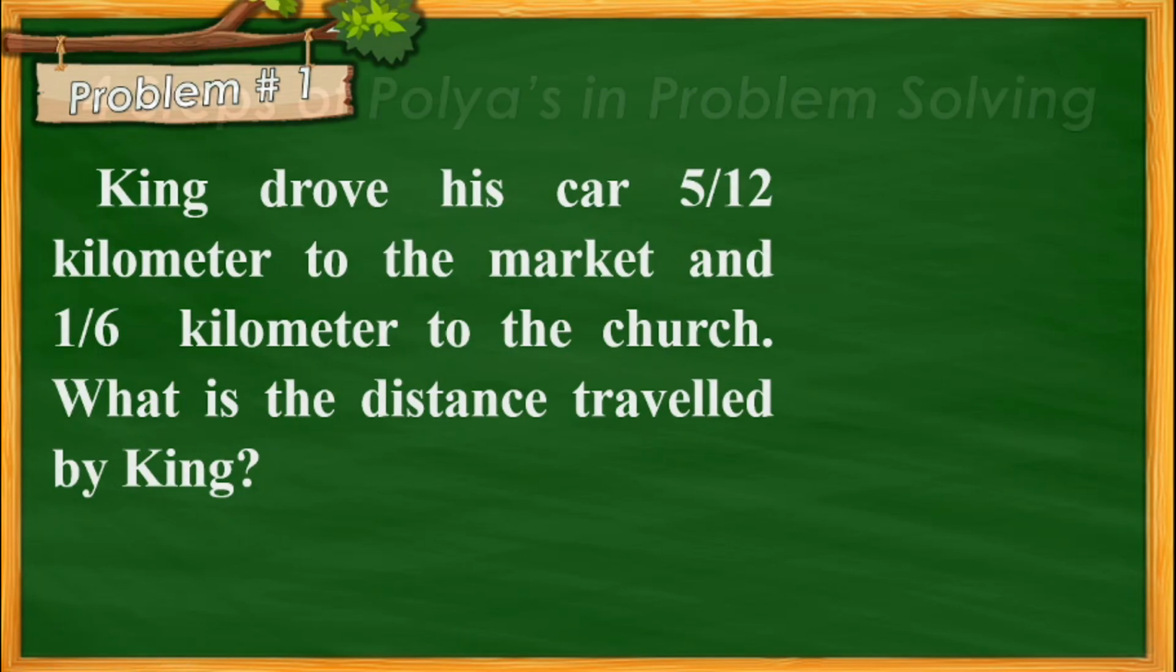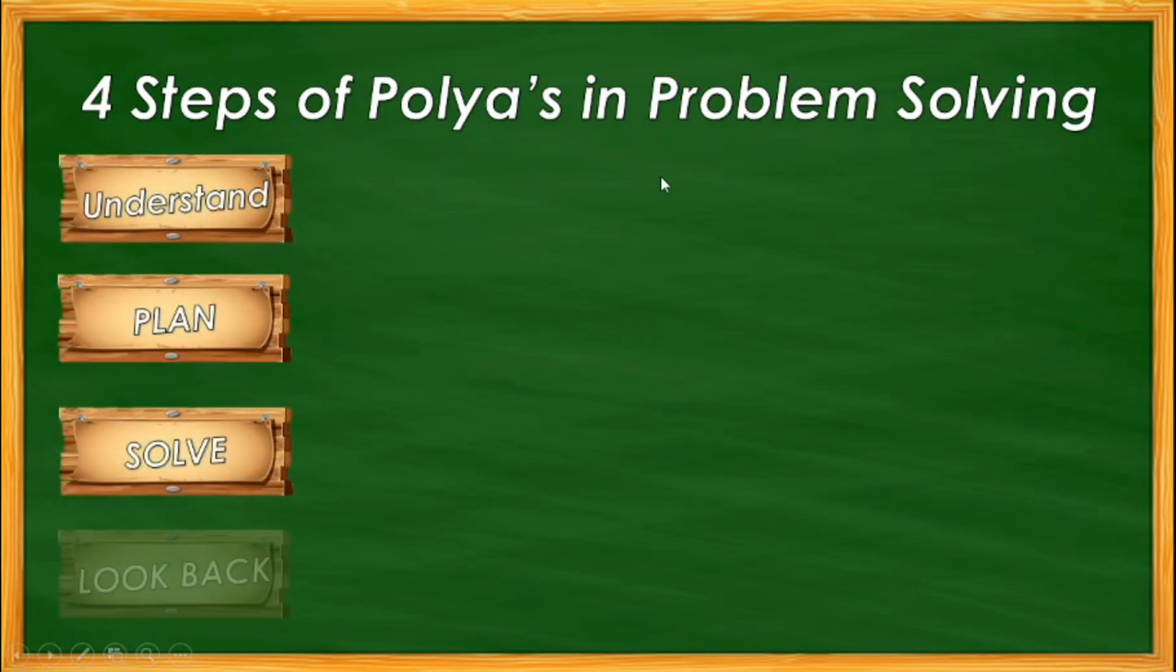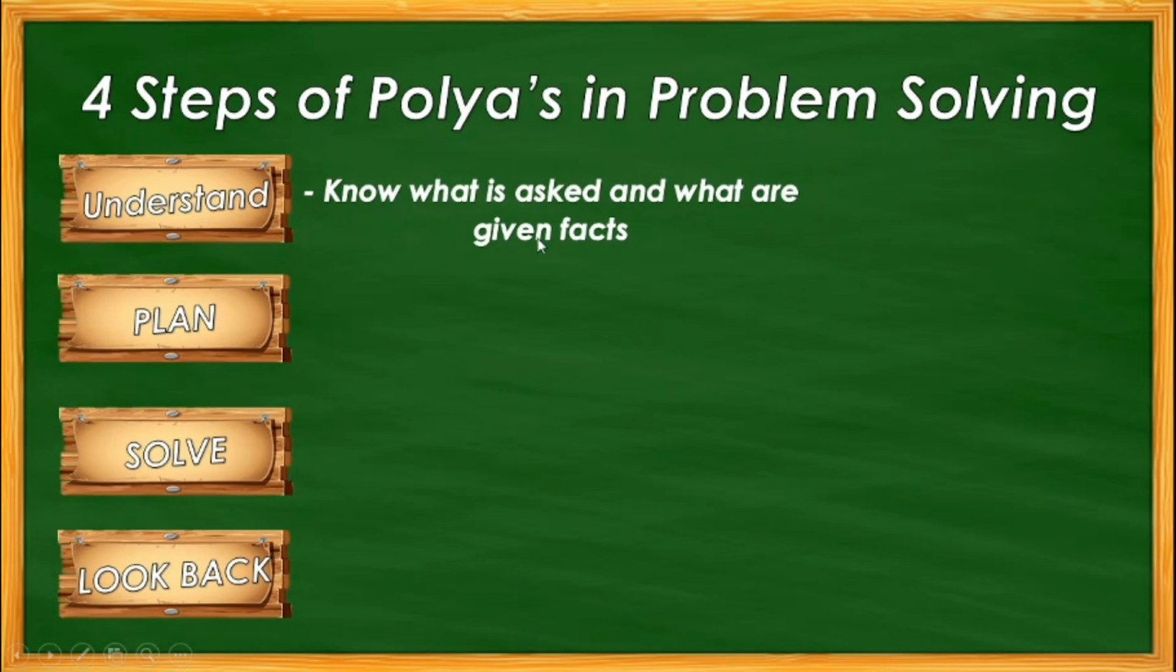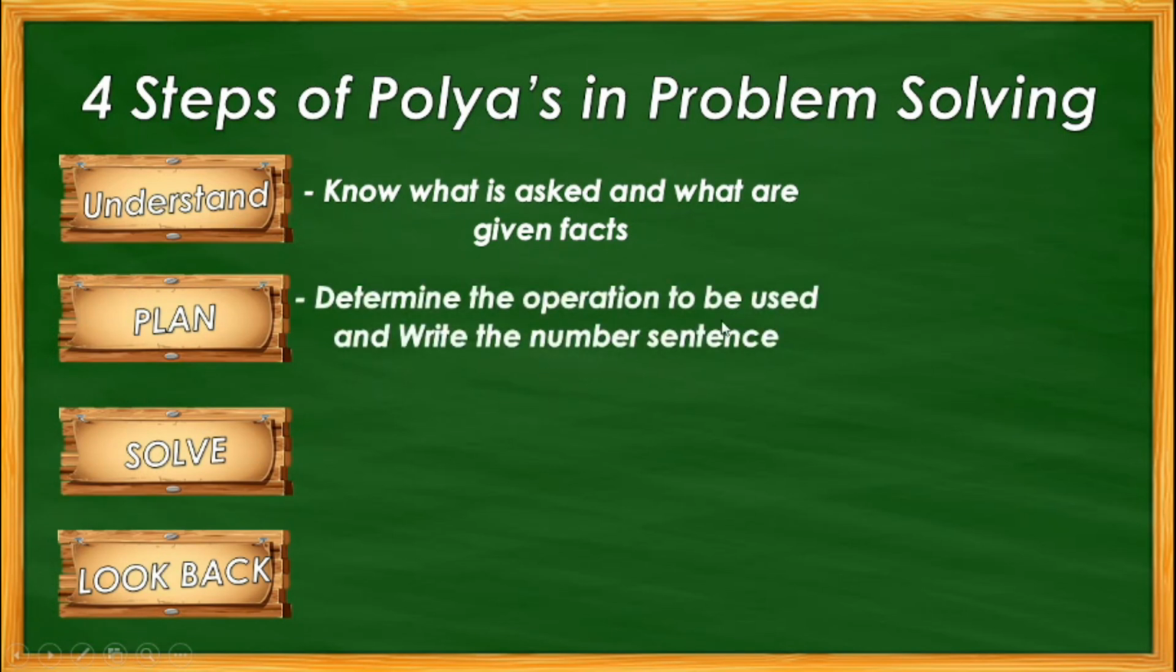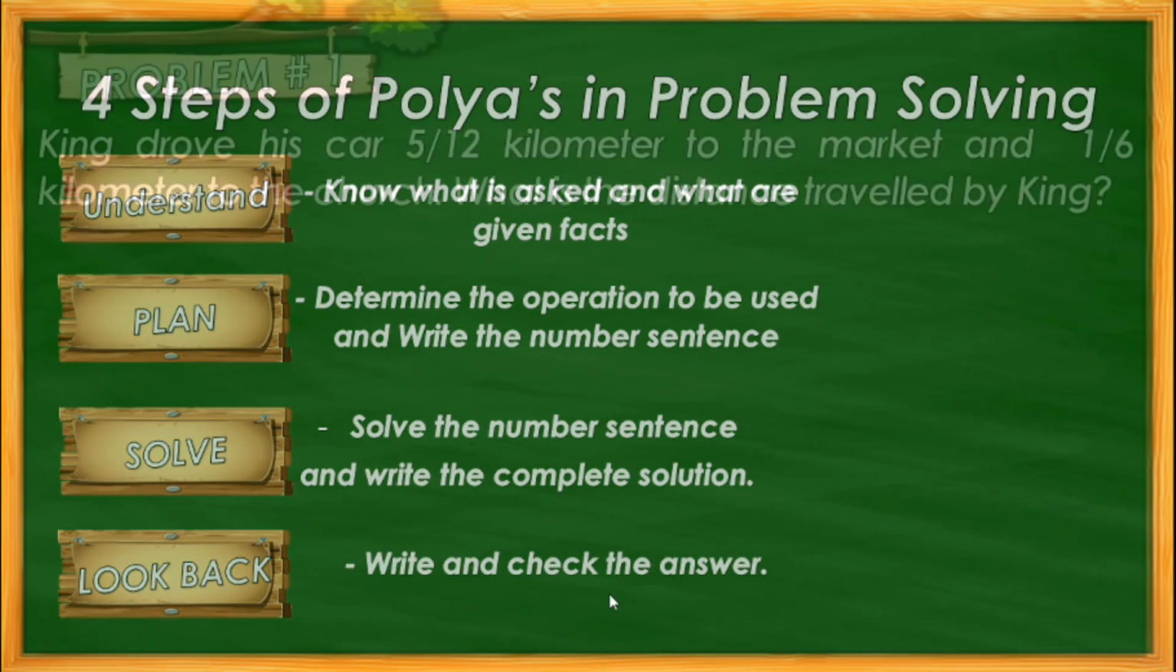We're going to use again the four steps of Polya in problem solving. So understand, plan, solve, and look back. In understanding, we're going to know what is asked and what are the given. Determine the operation to be used, and write the number sentence in planning. And in solving, we're going to solve the number sentence and write the complete solution. And in look back, we're going to write and check our answer.